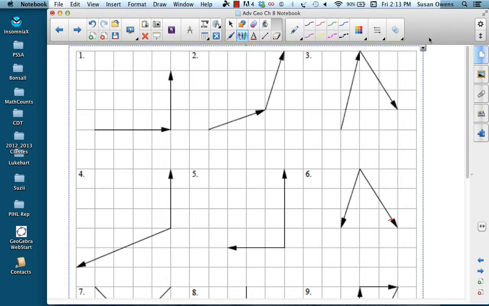What I want you to do is add the vectors together. I want you to draw the resulting vector. You can draw it anywhere you have space. Most of the time I draw it somewhere in the picture. And I want you to give me the magnitude of the resulting vector and the angle from 0 degrees. This is not a north, south, east, west one. This is from 0 degrees.